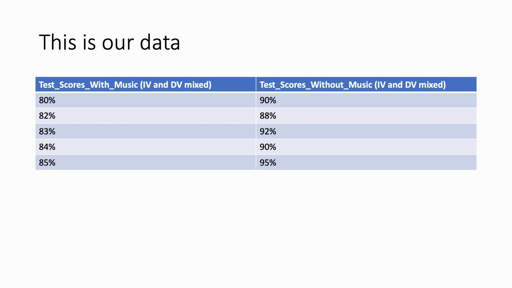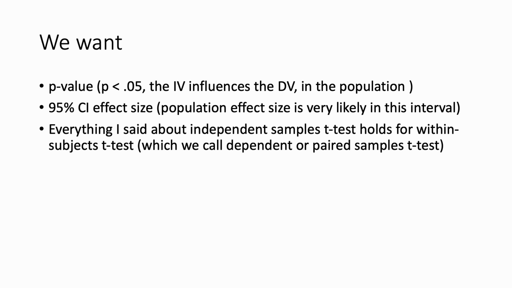I do like the way between subjects data just has a column for the IV and a column for the DV, but that's not what we get here. This has not been standard practice in stats data entry for over 50 years. So it is what it is, but this is what it should look like. We want the p-value and the 95% confidence interval of effect size. Those are the two things I care about. Everything else I said holds, like I said before.